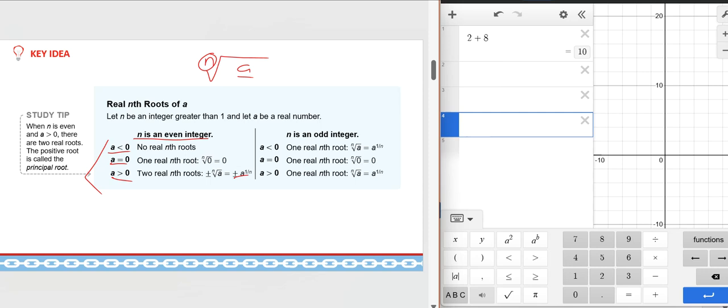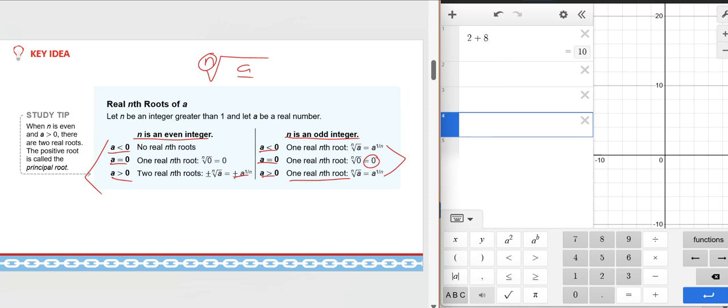Then if my n value is odd and my a value is less than 0, I'm going to have 1 solution. If my a value is 0, I'm also going to have 1 solution at 0. And if a is greater than 0, I'm also going to have 1 solution. So these 2 are going to give you the same solution.